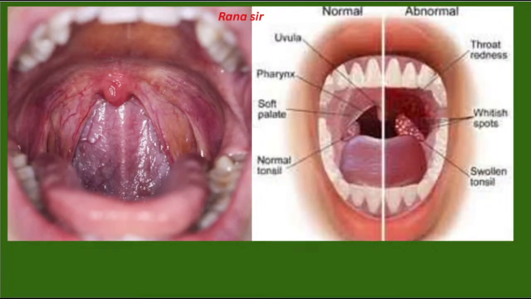This one is a throat. This is a real picture of it. The first one is normal, then abnormal, and normal uvula, pharynx, and soft palate, normal walls, swollen tonsils, and white spots in the throat. Okay, come to the next question.